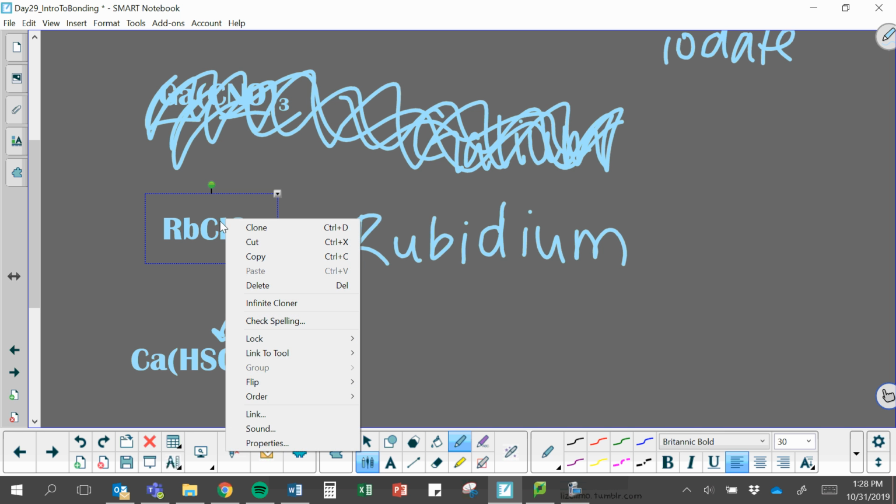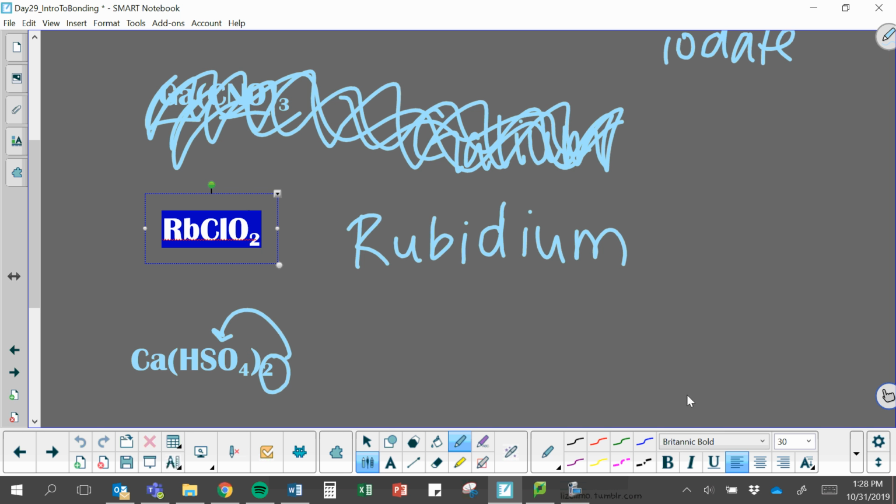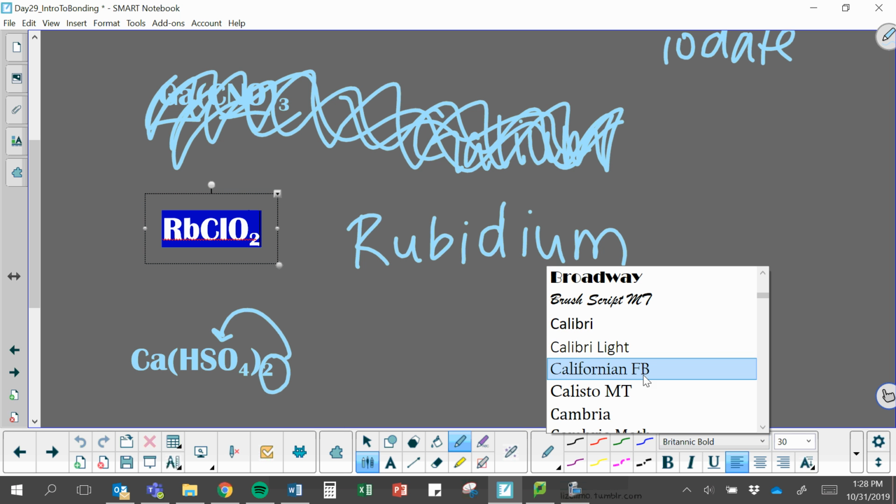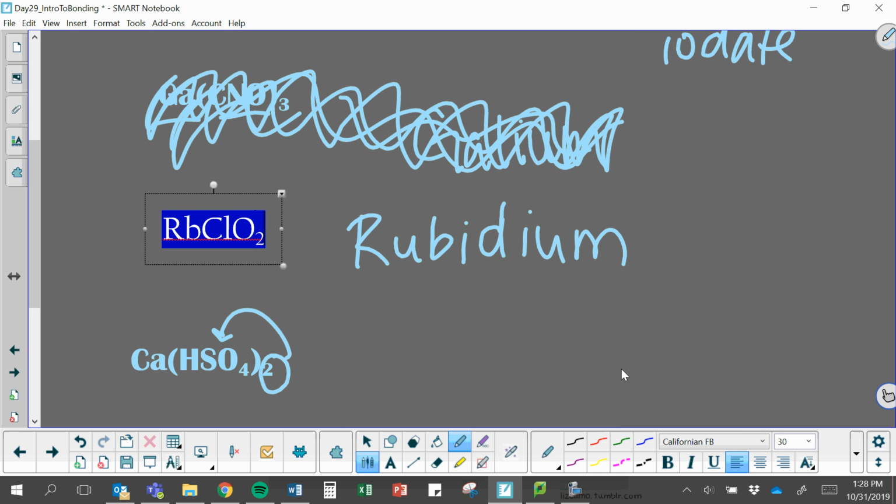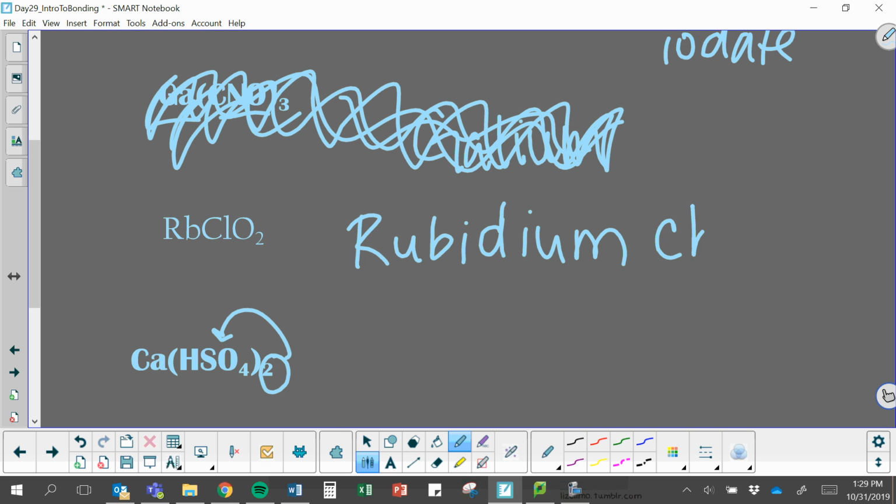This should be an L. I should not have this font because you can't tell the difference between an I and an L. There, that looks like an L. So it's ClO. If you look for ClO2, did you see it? It is chlorite. So it is called rubidium chlorite.